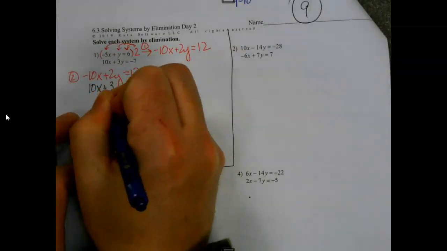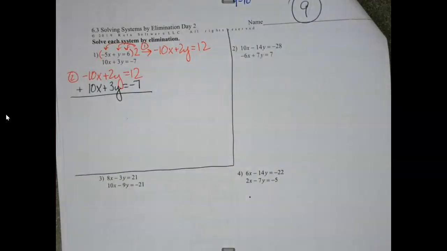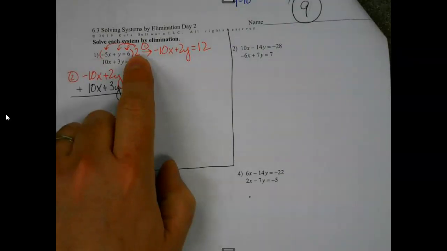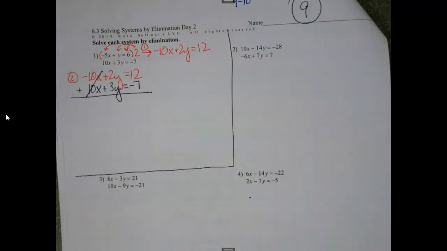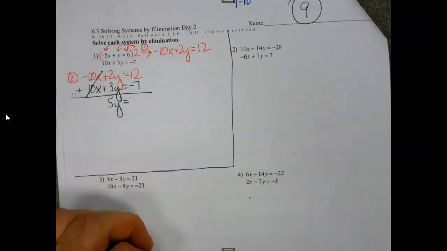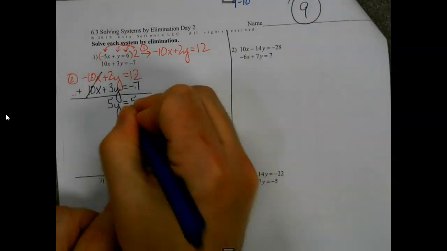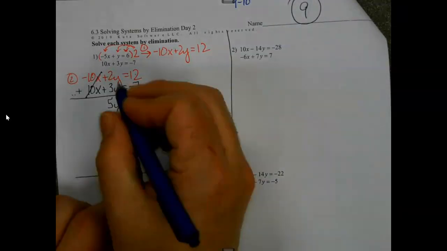And then just recopy the other one. We're not doing a thing to it. And we're going to add them up. Because now, by doing that 2 that we multiplied by in step 1, negative 10 plus 10 goes away. 2 plus 3 is 5. 12 plus negative 7, or 12 minus 7, is also 5. And we've got that one-step equation that we're looking for.